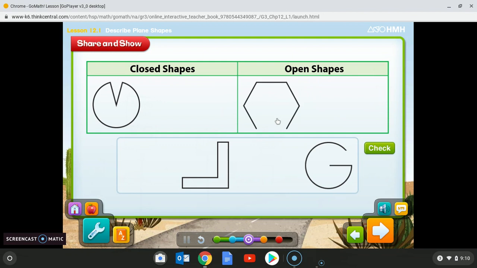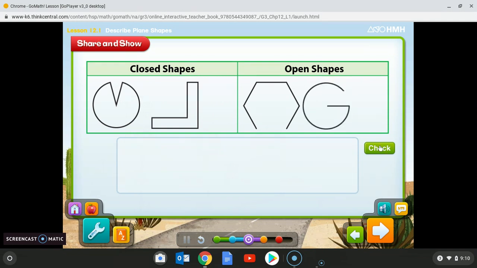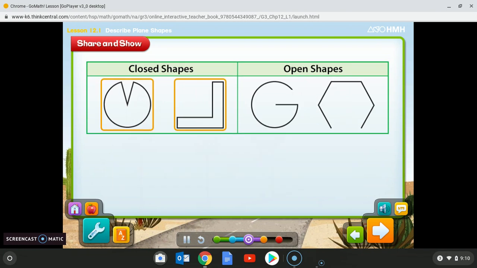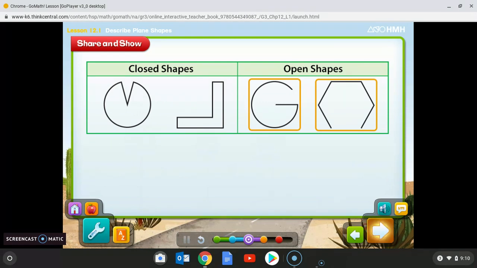It's not closed. How about this guy? If I start at this point, will I end at the same point? Yep, meaning this is a closed shape. There's no way to get in or out. How about this letter G? Is this an open shape or a closed shape? If you said open, you're correct. And that's perfect. We have two closed shapes that are able to stop and start at the same point, and we have open shapes that aren't connected by the same start and end point.